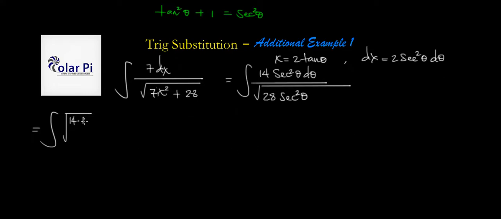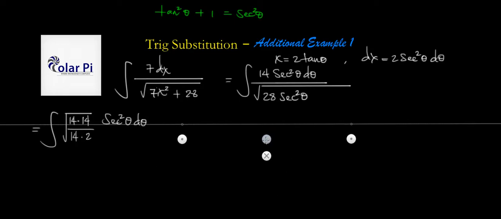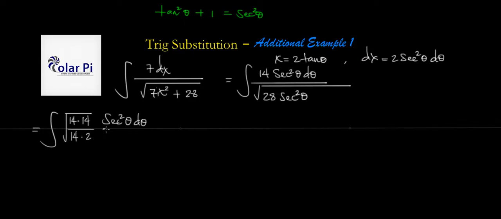So that's 14 times 14. And then I'll have that divided by, in the denominator, 28, and so I'll write that as 14 times 2, right? And that is 28, not 14.2. Okay, yeah. And then in the numerator, I have secant squared theta d theta, and in the denominator, I have just a secant theta, right?